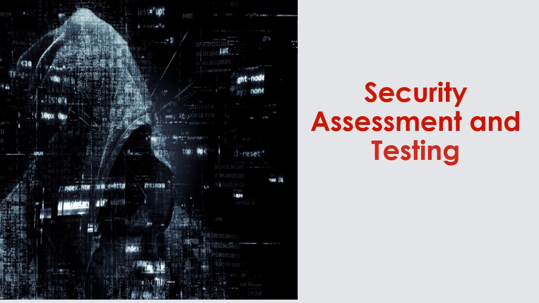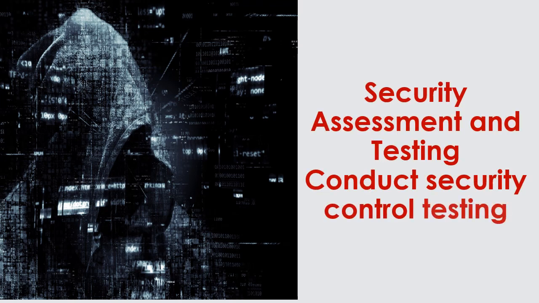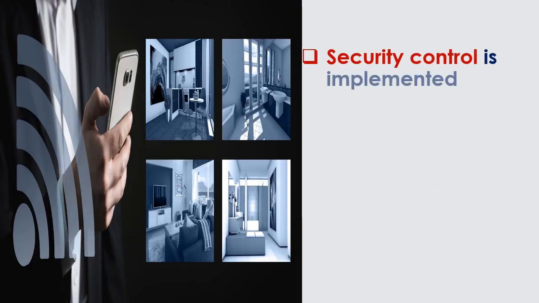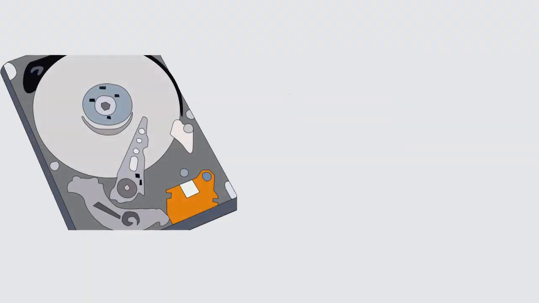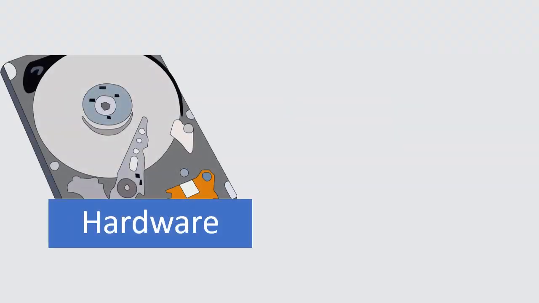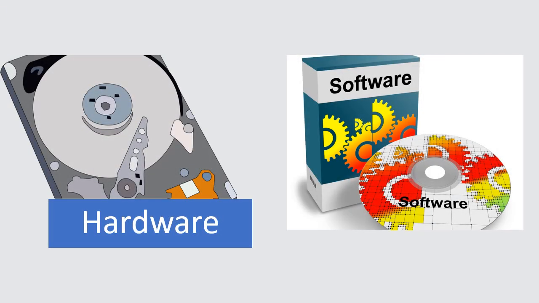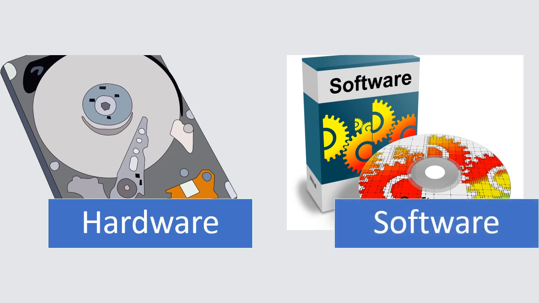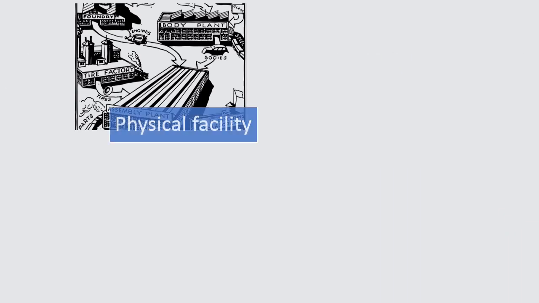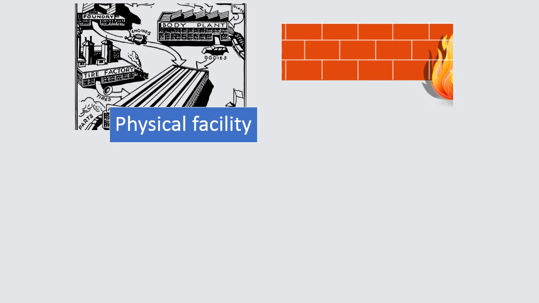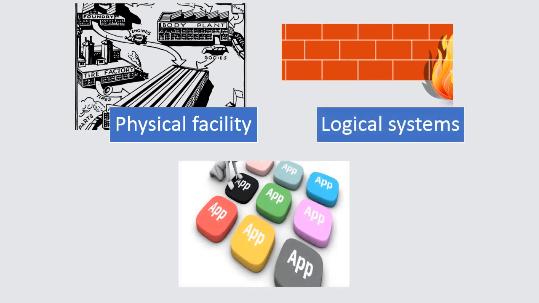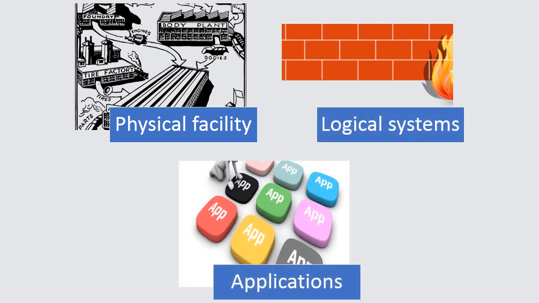Security assessment and testing. Conduct security control testing. Security control is implemented through the use of an IT asset. These IT assets are configured hardware devices or software deployed within an organizational network. Security control testing can include testing of the physical facility, logical systems, and applications.